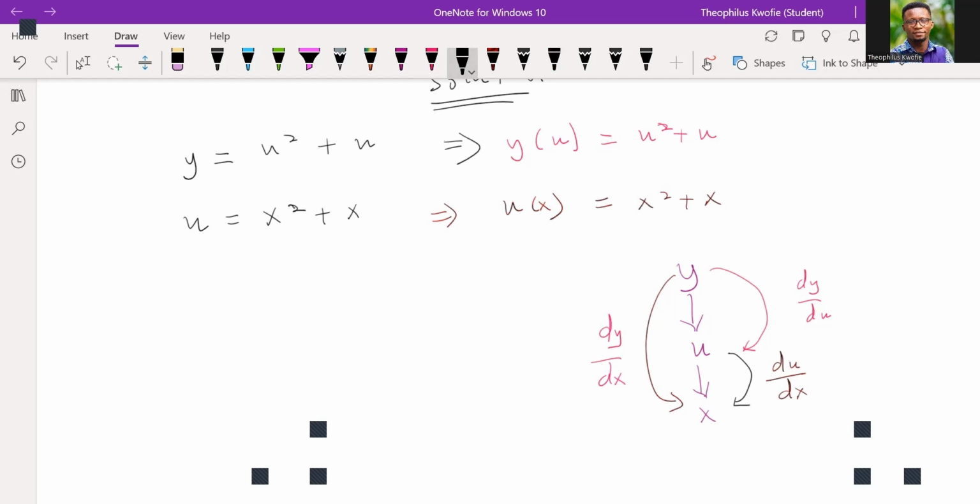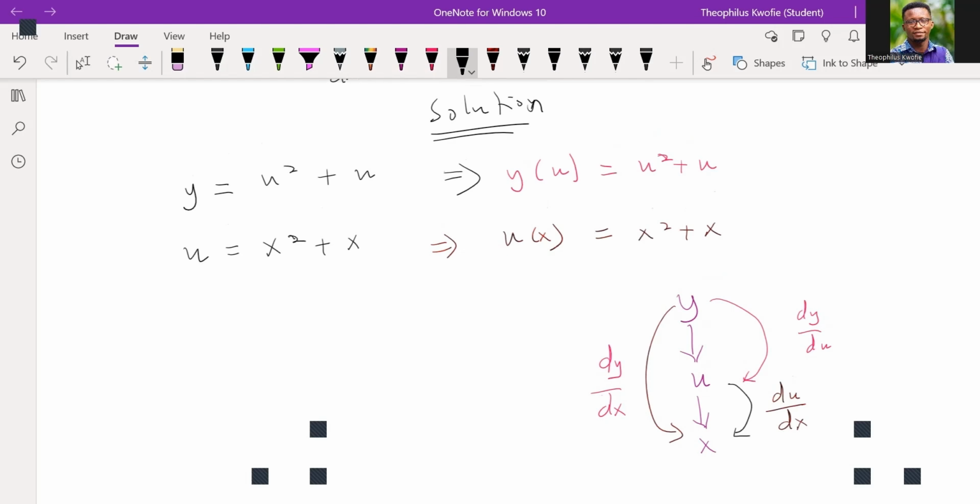Now, let's look at something here. Now we have the y in terms of u. How do you find your dy/du? What do you think will be our dy/du? So that becomes 2u plus 1, because remember we already have it here. So that's what we are solving here.